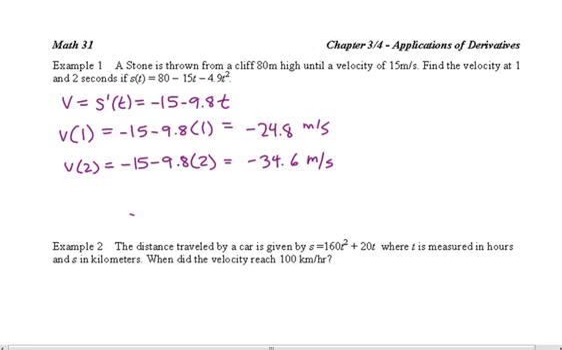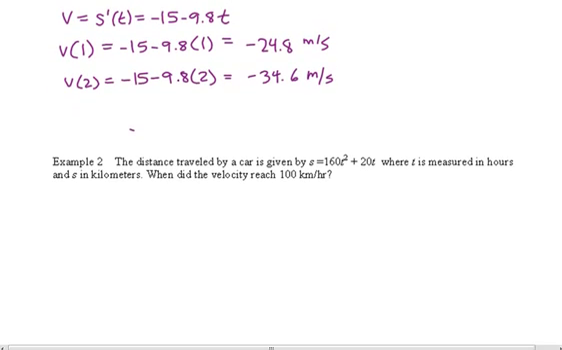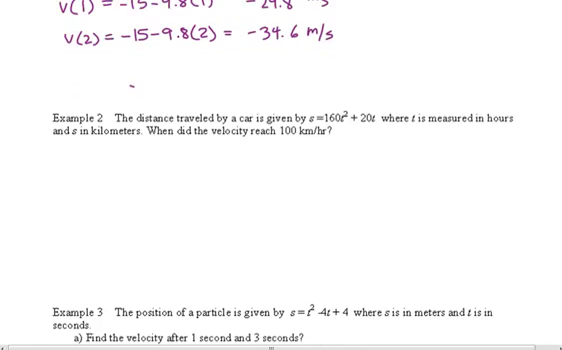So 15 must be its initial velocity. Yeah, it must be initially thrown at that. Then we can figure it out, and you could use formula stuff.